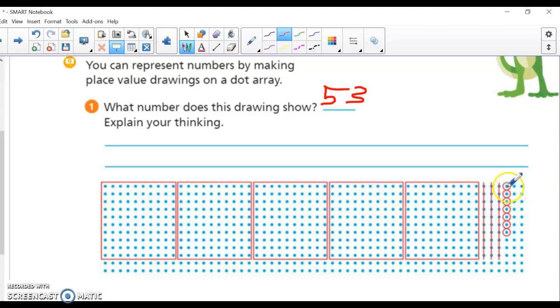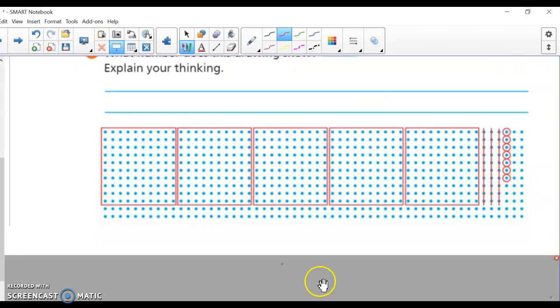See, they circle them instead of just highlight them. You can do either way. 1, 2, 3, 4, 5, 6, 7. So the number represented here is 537. Okay? And so if you can think about that, or try and think about why that represents that, right? Each of these pictures represents its specific place value. We know this is our ones, our tens, and our hundreds.